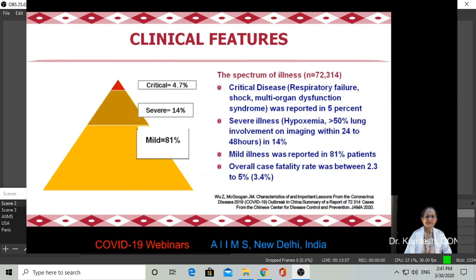How severe is this condition, that is COVID-19? The spectrum of illness can range from mild to critical. The mild cases account for up to 81% of the cases. Severe cases, that is those having hypoxia or more than 50% lung involvement on imaging within 24 to 48 hours, can be seen in 14% of the cases, and critical disease can be noticed in up to 5% of cases. That is those involving respiratory failure, shock, and multi-organ dysfunction syndrome.